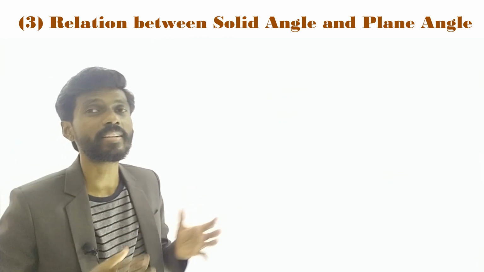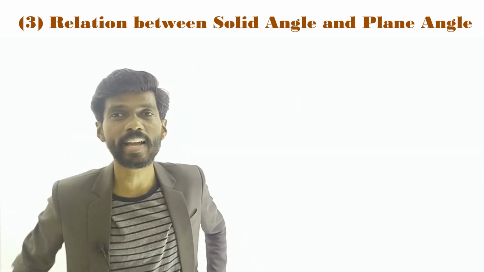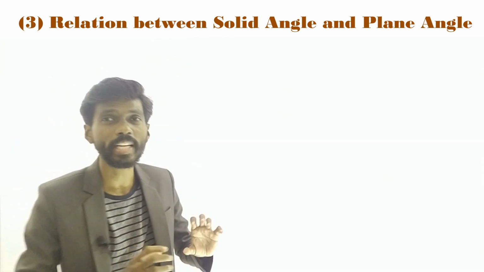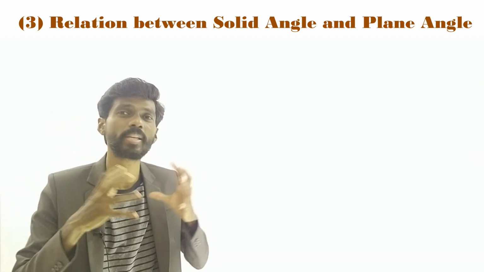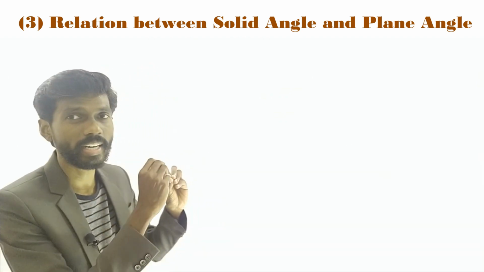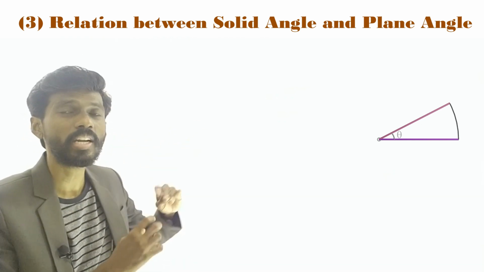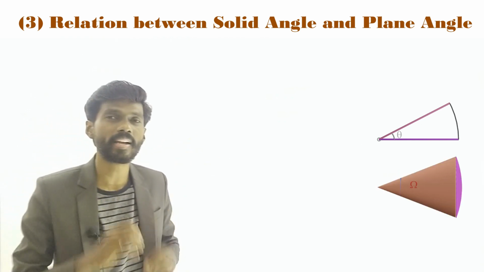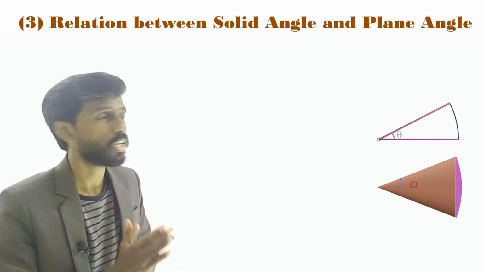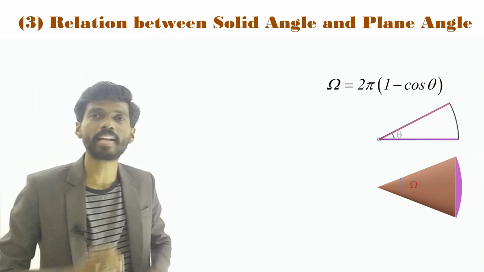So here we will write a relation between the plane angle and the solid angle, because we got the solid angle only by rotating the plane angle, so there must be some relation between them. The angle theta subtended by the arc, so that arc or this sector is rotated to get the solid angle. So that plane angle and the solid angle have this relation.